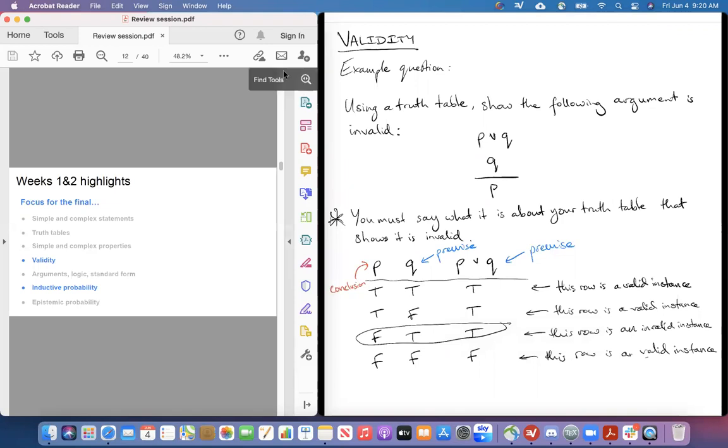Just checking the chat. Thank you, Fabiola. And like Fabiola just said in the chat, validity, there are no cases in which all of your premises are true and your conclusion is false. So that's how we take care of this type of question.